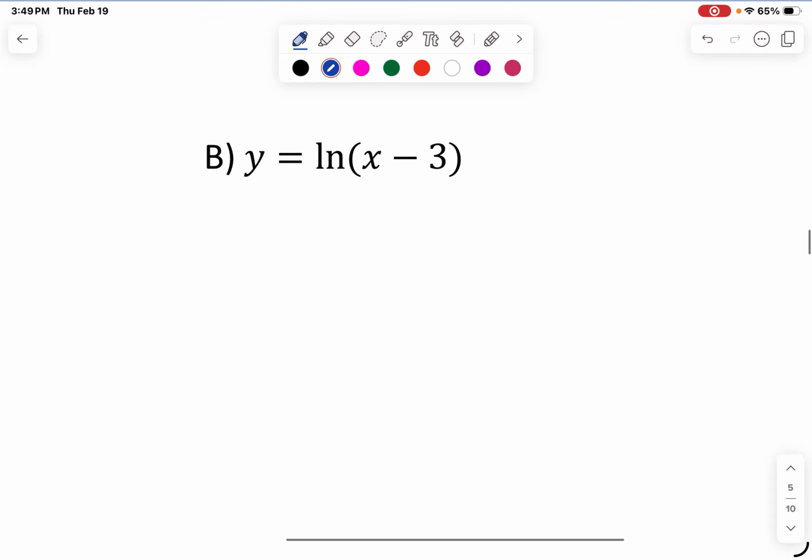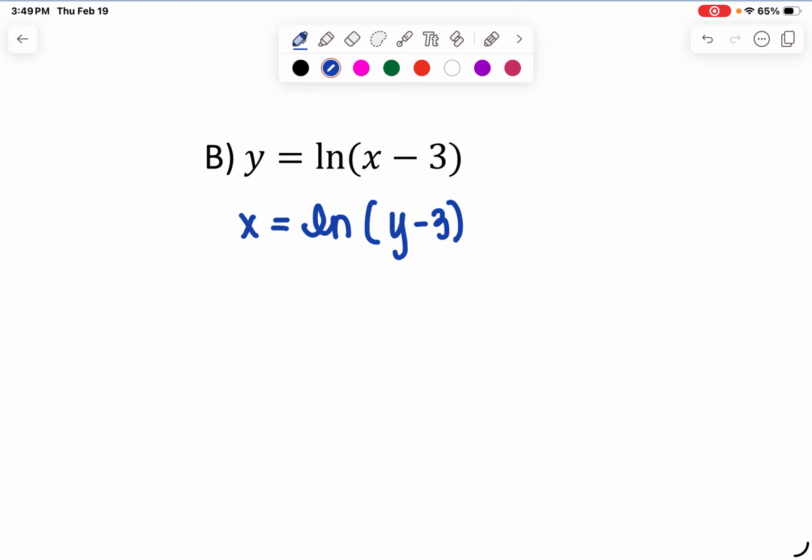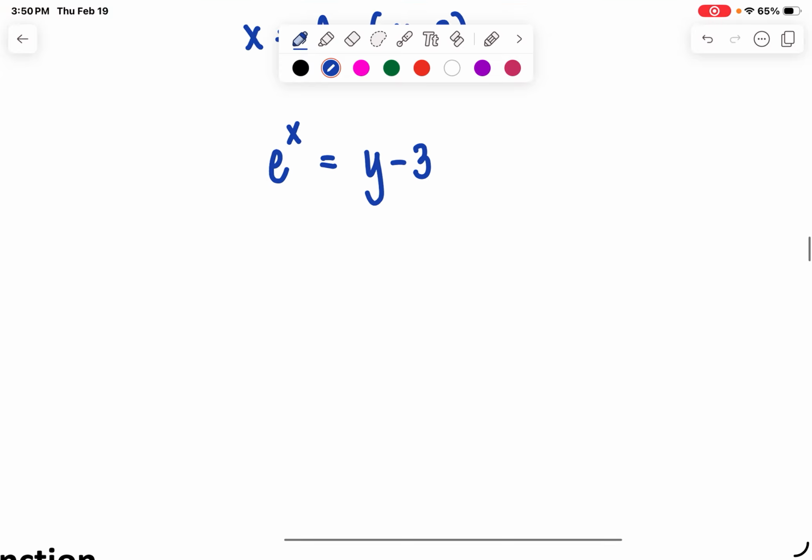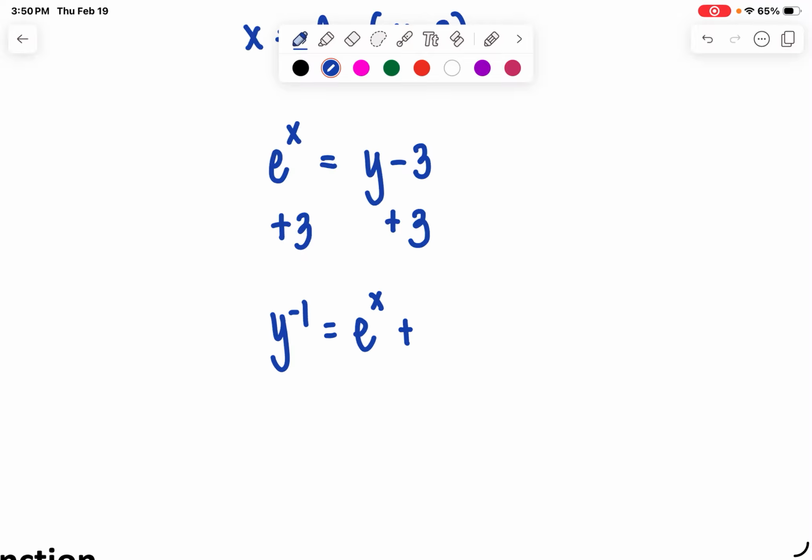All right, let's try another one here. Let's switch x and y. x equals natural log of y minus 3, okay? Isolate your log. It's isolated because of that minus 3 being locked in with the parentheses. So now I'm going to rewrite it in exponential form. Remember, on natural log your base is e, so we're going to do e to the whatever my log is equal to, x is equal to y minus 3. y is not by itself here, so I'm going to add 3 to both sides. This is not going to the exponent. This is adding it to the e to the x. So I have y inverse is equal to e to the x plus 3.